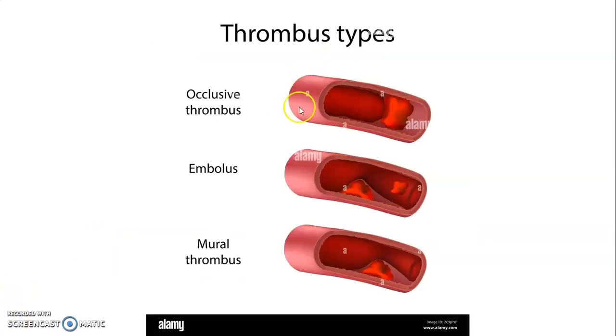So this picture is depicting the types of thrombus. Here it is occlusive thrombus, occluding the whole lumen. Then the embolus, detached from the thrombus. Then mural thrombi, which is not occluding the lumen.